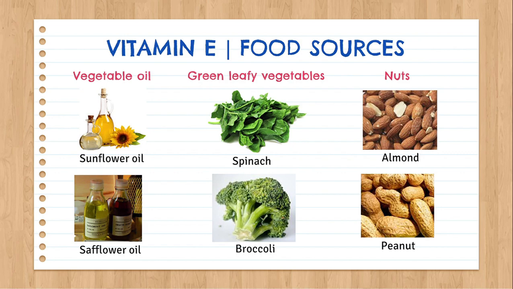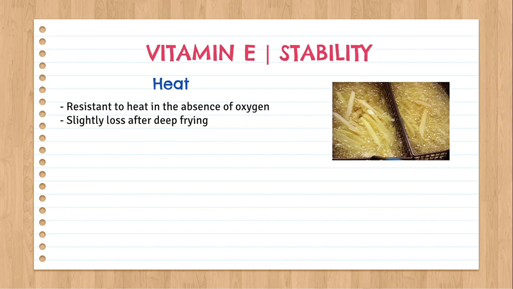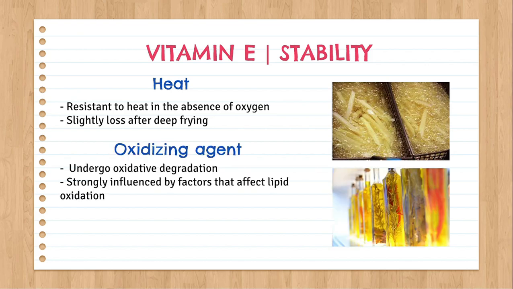Next, stability. Vitamin E is resistant to heat if there is no oxygen, and deep frying only causes slight loss of vitamin E. However, vitamin E will undergo oxidative degradation in the presence of oxygen and is strongly influenced by factors that affect lipid oxidation. UV light also causes degradation of vitamin E by photooxidation.